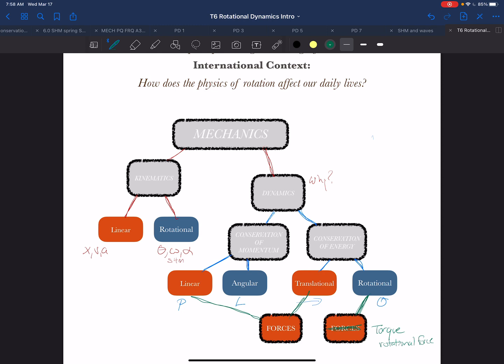So whereas forces, capital F, bring about changes in linear velocity, and we observed the effects of forces in linear motion, torques bring about changes in rotational kinetic energy or rotational momentum.